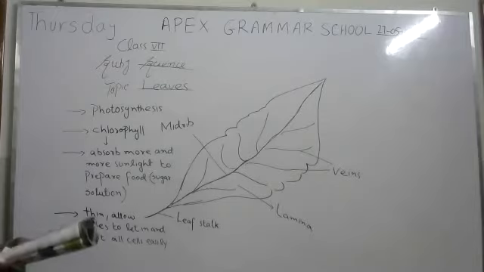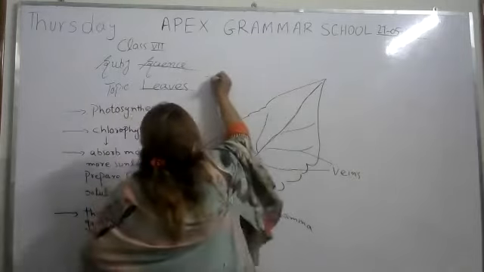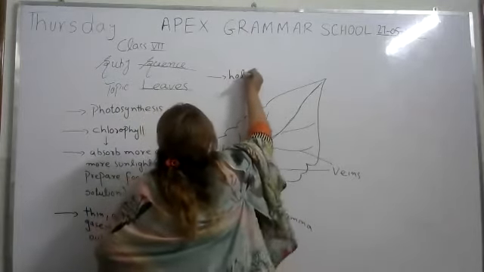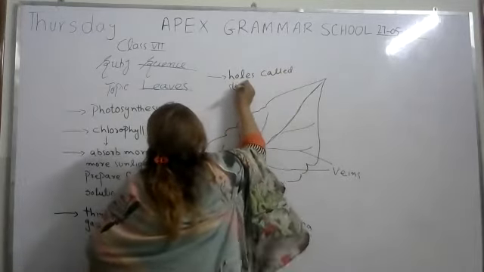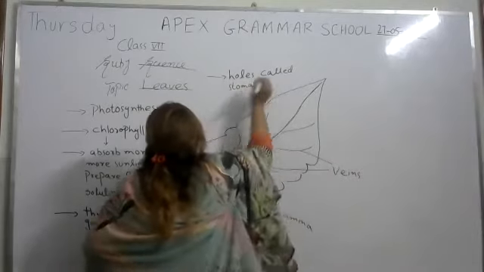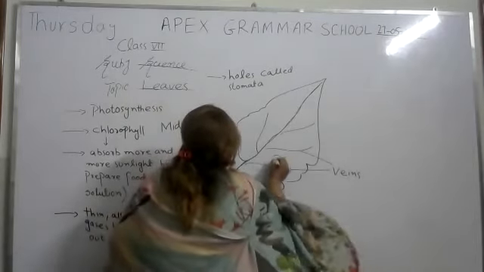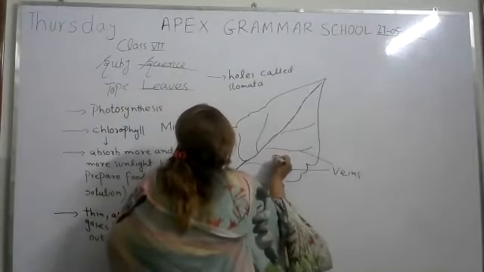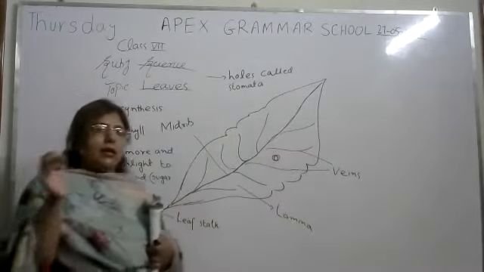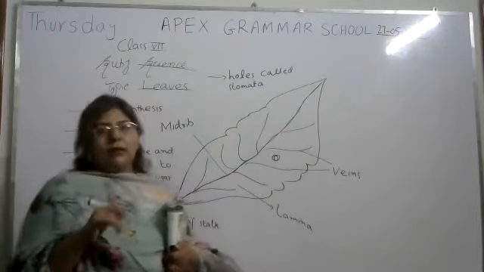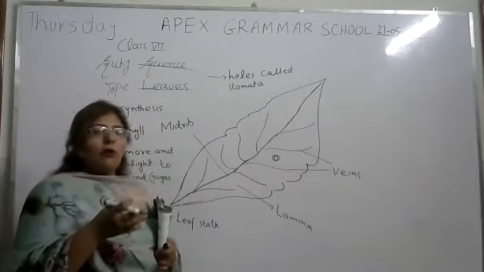And the next function is that they have pores called stomata. Why are stomata important? Because these pores are present on the surface of a leaf like this, okay? And they are all guarded by guard cells. So when they are open, they allow gases to go in and out, okay? And when they are closed, they keep in the waste materials of a plant.